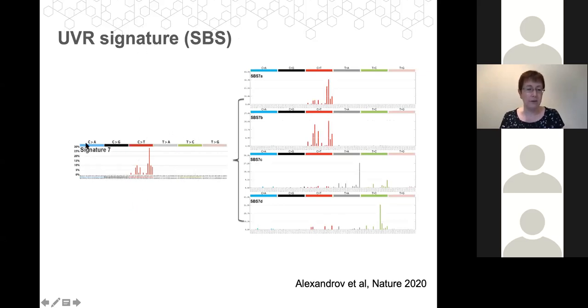So the ultraviolet radiation signature was one of the first signatures developed, identified, and this was signature 7. As can be seen here, it's almost exclusively C to T mutations. But last year, by Alexandrov, published in Nature, the UV signature was broken down into 4 subsignatures.